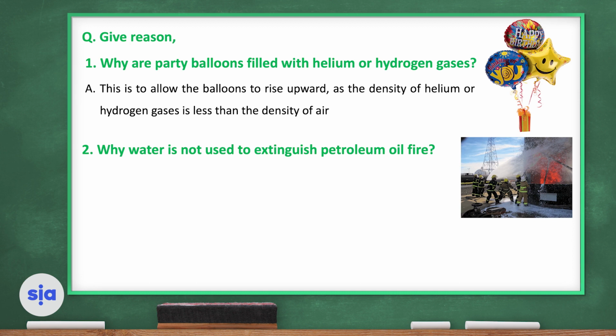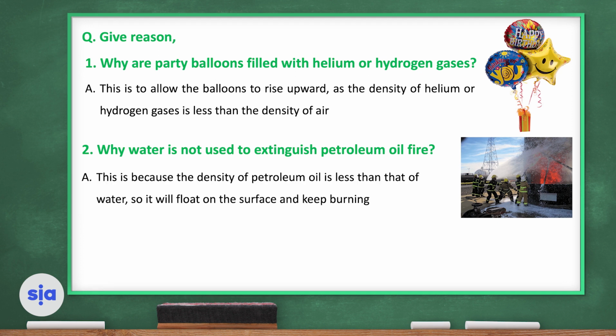Question number 2. Give reason why water is not used to extinguish petroleum oil fire. When there is a petroleum fire, we don't use water to put it off? This is because the density of petroleum oil is less than that of water. So it will float on the surface and keep burning.